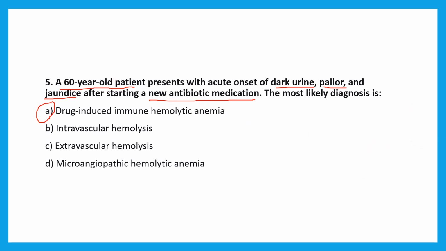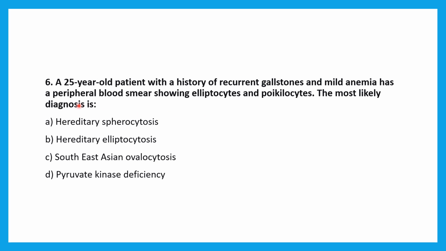Now let's go to question number 6 quickly. A 25-year-old patient with a history of recurrent gallstones and mild anemia has a peripheral blood smear showing spherocytes and poikilocytes. The most likely diagnosis is what? Look at this. This is a very good clue. Okay, spherocytes and poikilocytes, RBC morphology, recurrent gallstones and mild anemia. What are these telling us?